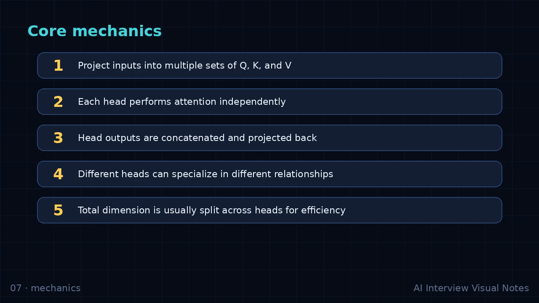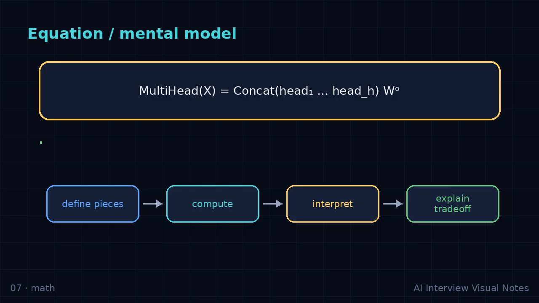Concrete example. In a sentence, one head might connect a pronoun to its noun, another might track punctuation or clause boundaries, and another might follow the main topic. Walk through the example slowly. Say what changes at each step, what stays fixed, and why the operation helps the model produce a better representation.